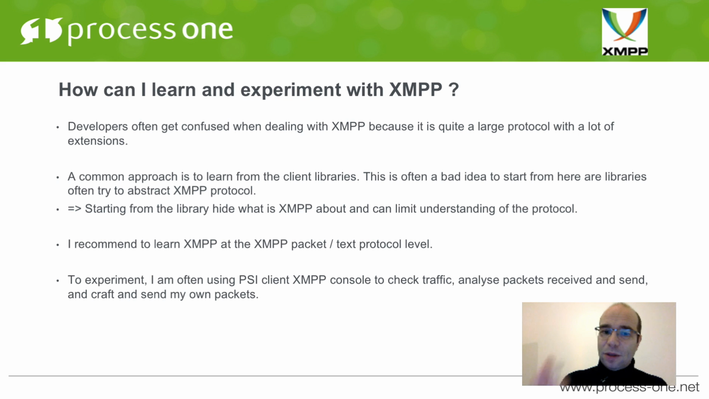And with the Psi XMPP console, what is very nice is that there is a way to authenticate, and then to plug directly into the XMPP stream and send your own packet. You can send a packet and see what the server replies, and you can experiment with that. This is very handy, and this is something I will show you in the next, not the next slide, but after I've talked a bit about message carbons.